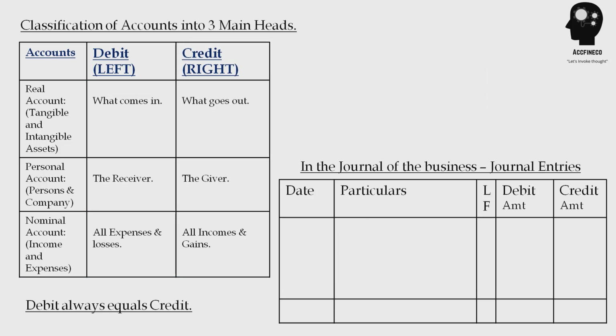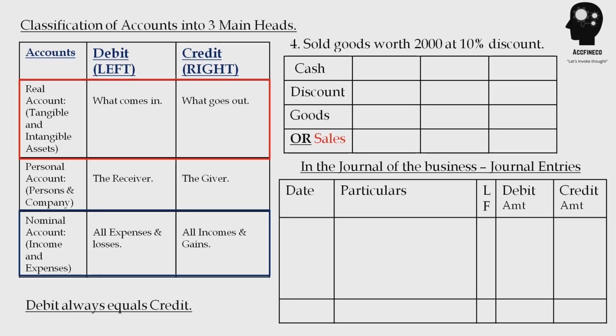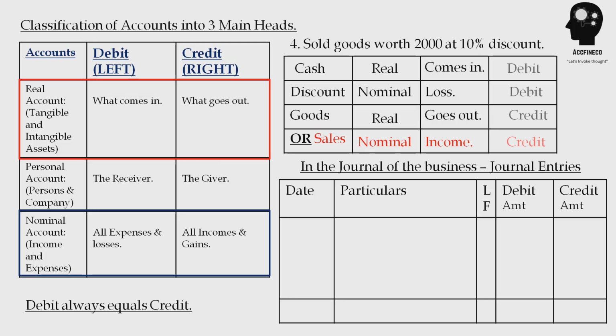The fourth transaction is a little tricky. Sold goods worth 2000 at 10% discount. So here, there are 3 accounts that get affected: cash, discount, and goods. Or you can say sales. Cash is a real account, debit as per guideline. Discount given is a loss, so nominal account. And again debit. And goods is a real account, so credit what goes out. Or if you choose sales, it is an income, that is a nominal account. Again, credit all incomes and gains.